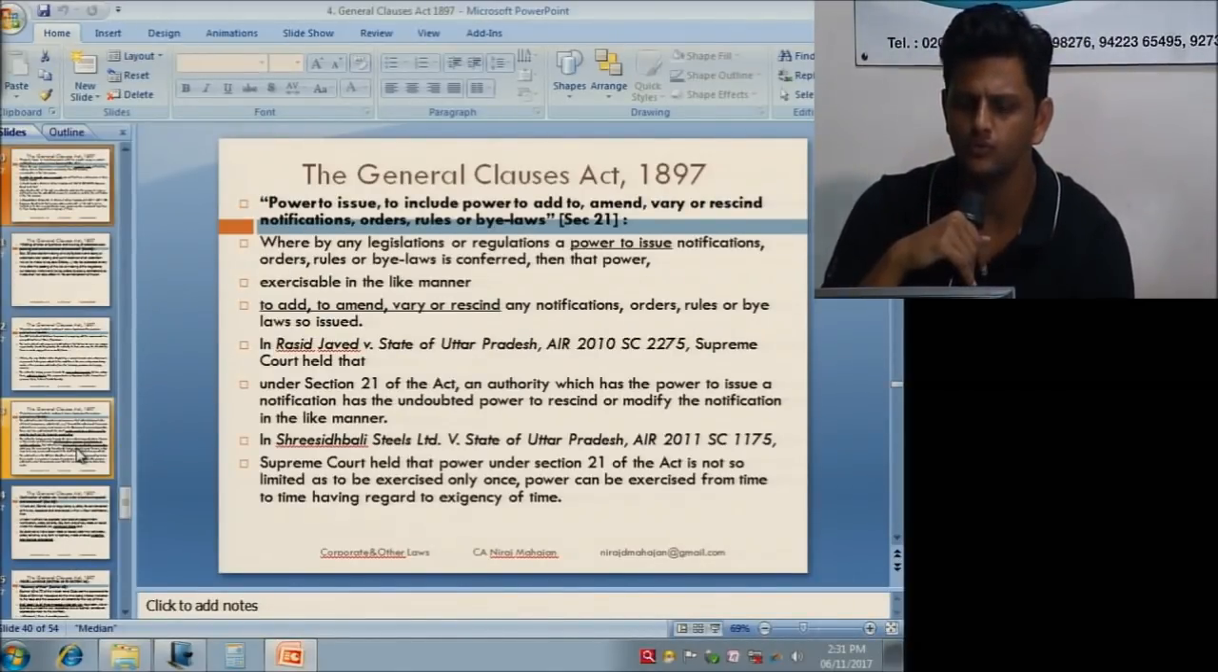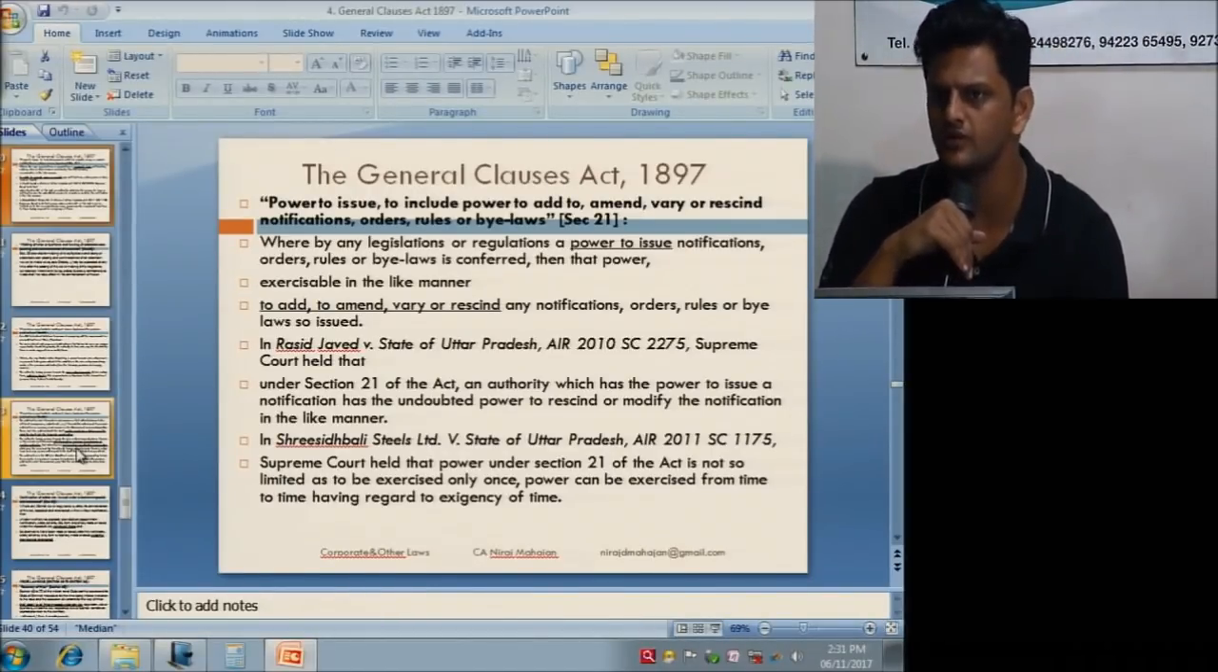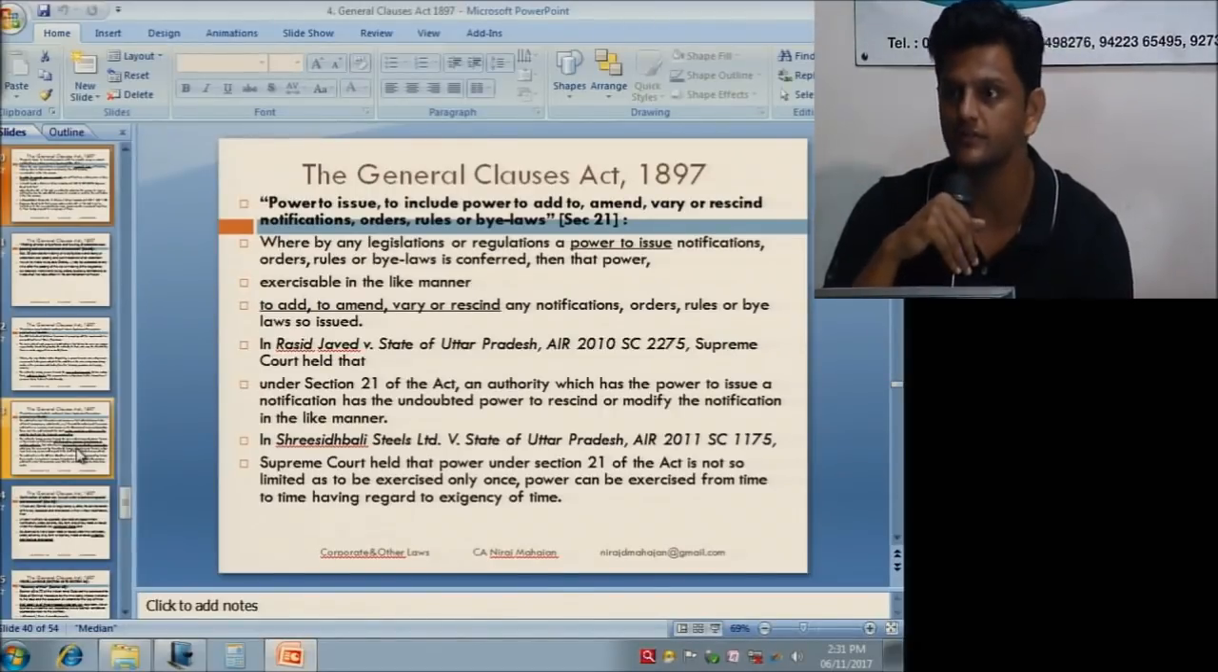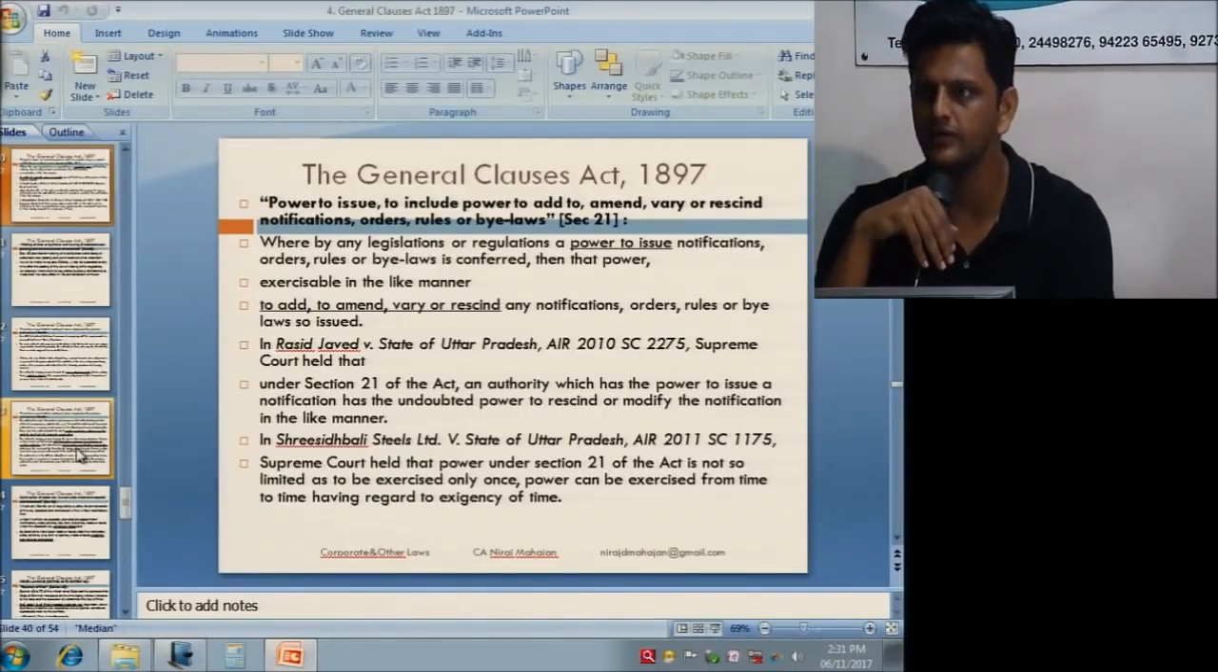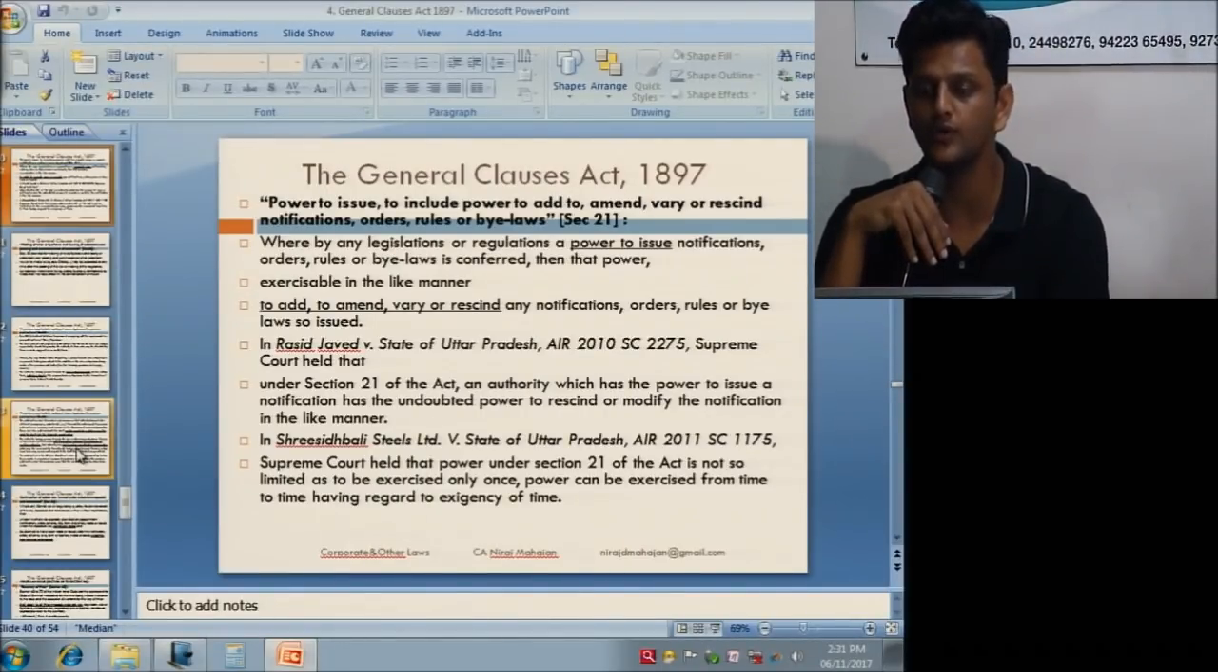Power to issue, to include power to add, amend, vary or cancel notifications, orders, rules or bylaws. This is okay. So if any authority is given to any person to issue notifications, orders, etc., it is deemed that they also have the power to change, vary, or cancel all these notifications, orders, rules, etc.